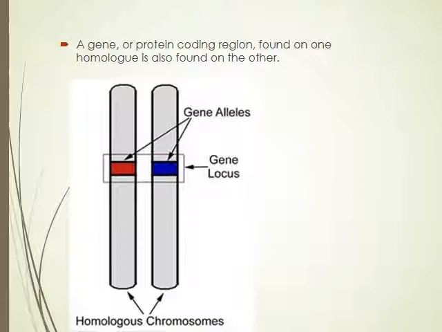Where they're located on the chromosome is called the gene locus, the spot. Sometimes, when you have a homologous pair, those genes are exactly the same. There's no difference between them at all. Sometimes, they encode for basically the same thing, but there are slight differences. If there are slight differences, they're called alleles.